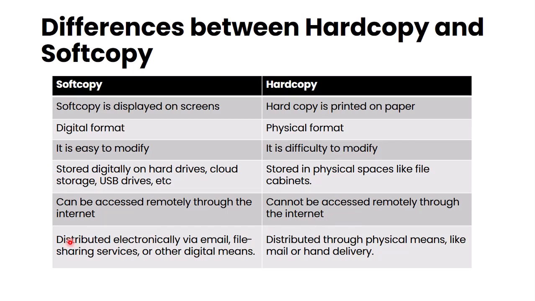And then soft copies are distributed electronically through email. You can distribute it through email, through WhatsApp, through any data sharing media that you can use to share a soft copy. And hard copies are distributed through physical means. That means you have to maybe walk to that place to deliver it, or you can use the post office services to deliver the hard copy.